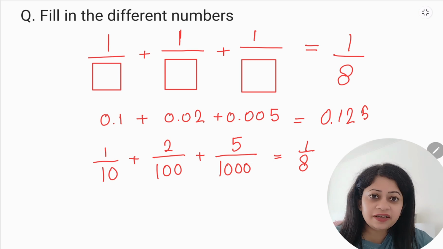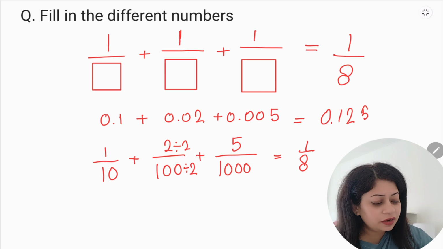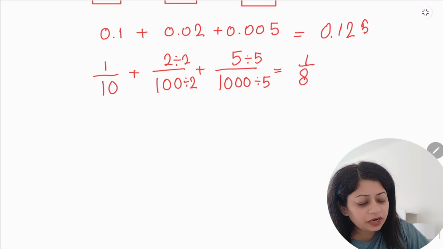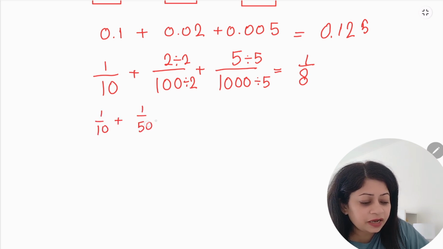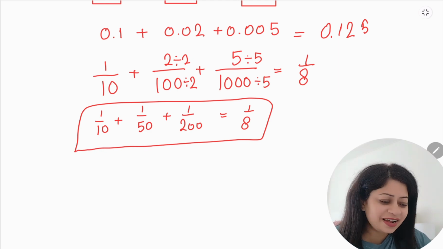But the condition is that in this left hand side, the numerator should be 1, not this 2 here, okay? So what should I do? I will divide by 2 in both numerator and denominator. And here I will divide by 5 in both numerator and denominator, right? Here we get 1 by 10, here we get 1 by 50, and here we get 1 by 200. And that will be equal to 1 by 8. And we are finally done with our question, right?